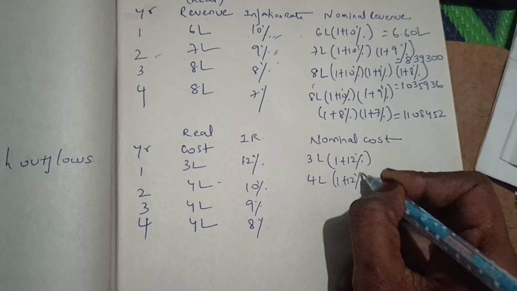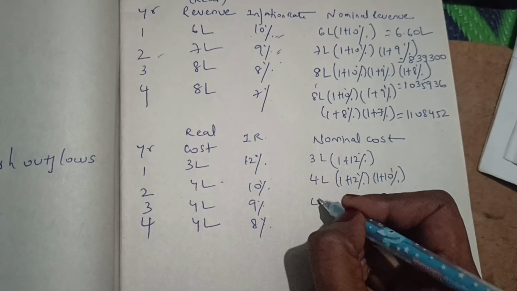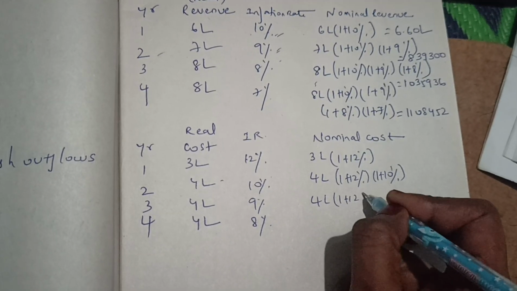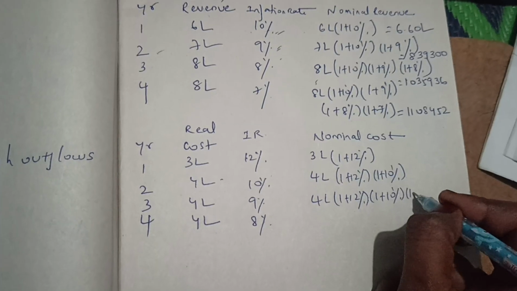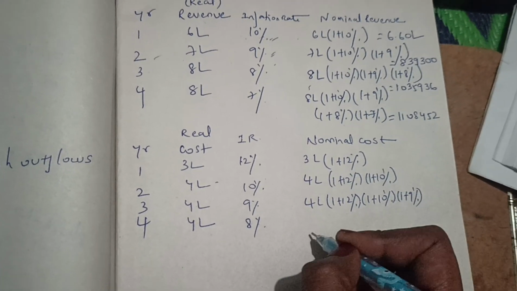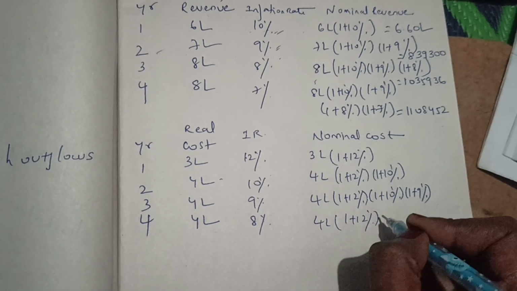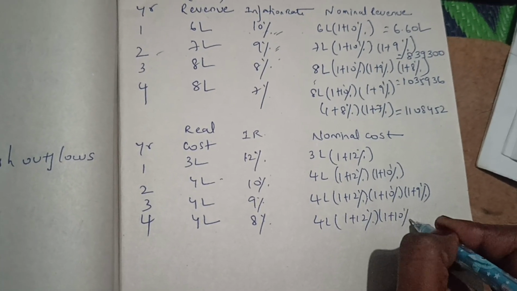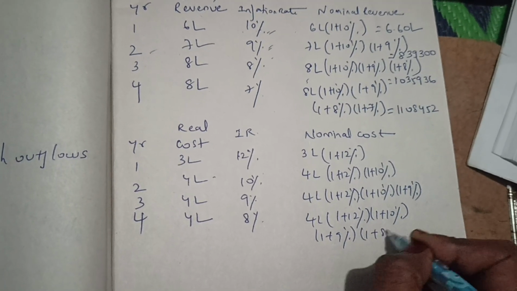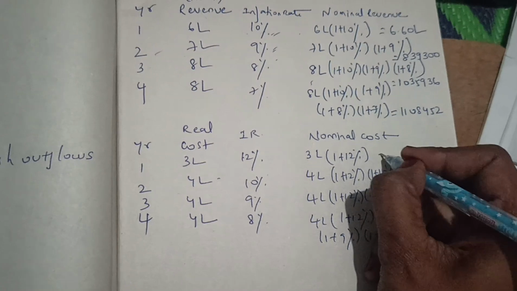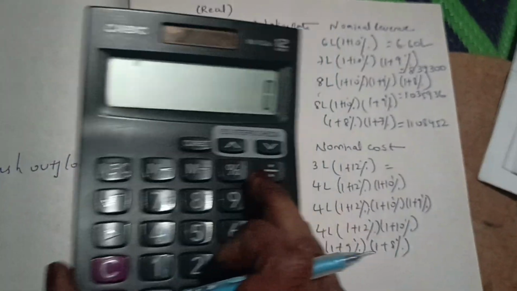1 plus 12% into 1 plus 10%. For the third year it will be 4 lakhs into 1 plus 12%, 1 plus 10%, 1 plus 9%. And for the fourth year it will be 1 plus 12%, 1 plus 10%, 1 plus 9%, 1 plus 8%. I'll be showing calculation for first year. For remaining years, please try to do on your own.